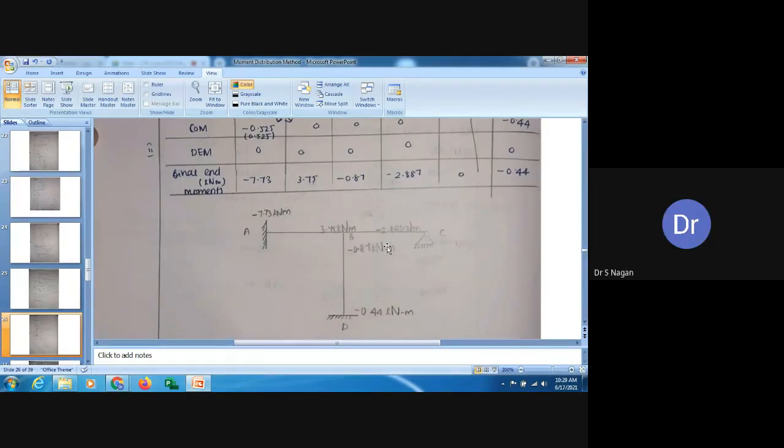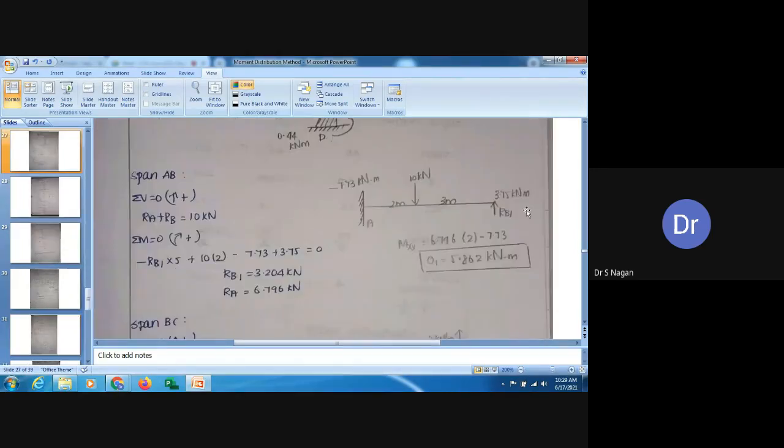So mark the values: minus 1.73 kilonewton meter, 3.75 kilonewton meter at MBA, and MBC minus 2.887 kilonewton meter, and MBD minus 0.87 kilonewton meter, MDB minus 0.44 kilonewton meter. So mark the values, and then go for plotting the values.